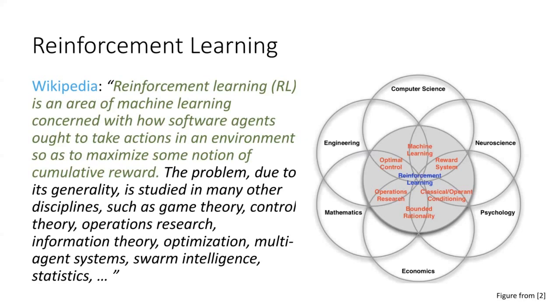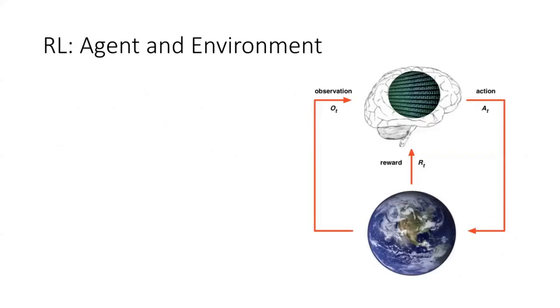I also found this interesting Venn diagram representing the position of reinforcement learning with respect to other areas like mathematics, economics, psychology, neuroscience, engineering, machine learning, etc. So this is a larger picture of reinforcement learning from a different perspective. In today's lecture, I am going to view reinforcement learning as a class of machine learning, and I am going to give you the theory and algorithms of reinforcement learning from that perspective.